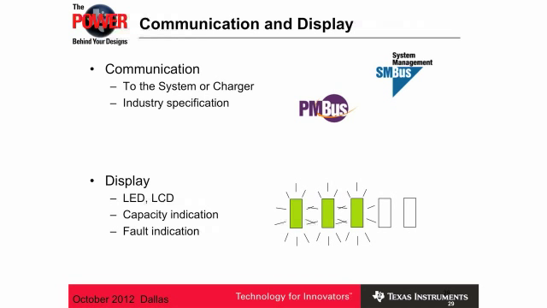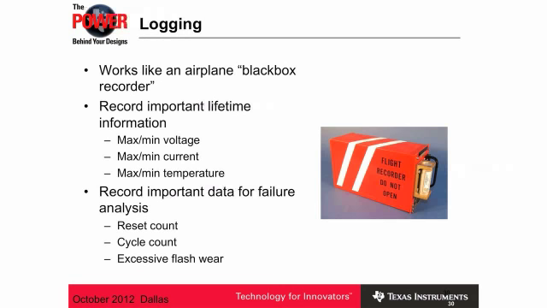Logging. Logging works like an airplane black box recorder, right? I think of it as kind of a peak detector. Every time there's a new higher voltage, a higher current, a higher temperature, it records that. So you can look back through all these numbers and see what kind of environment you had in a pack that may have failed and come back to the factory. You also get other things like reset counts, cycle counts, and you can look for excessive flash wear.